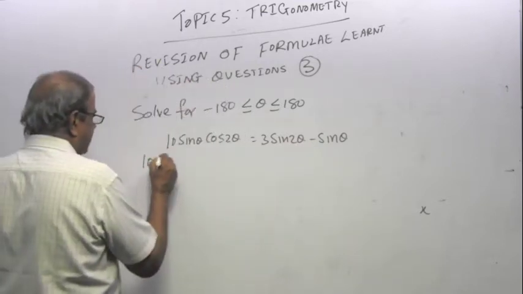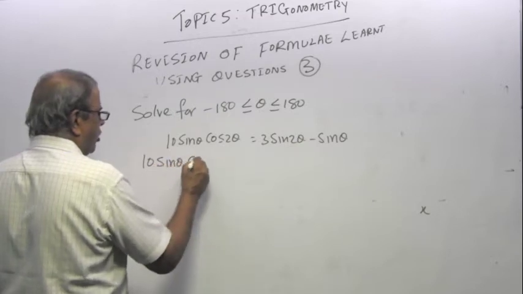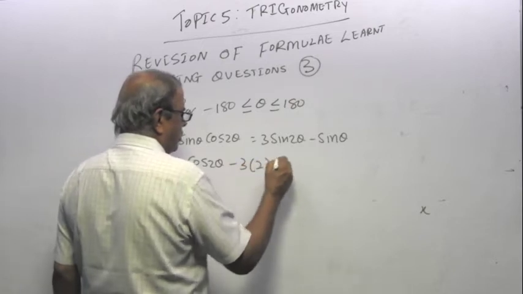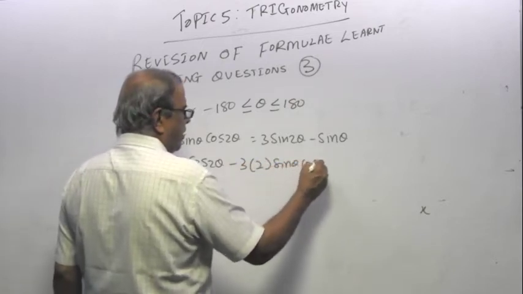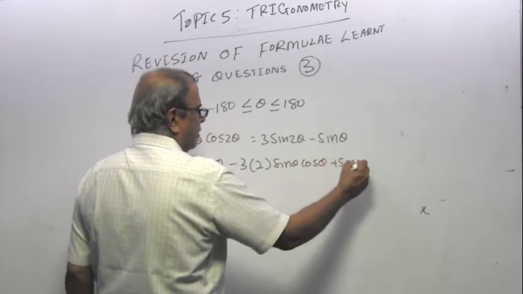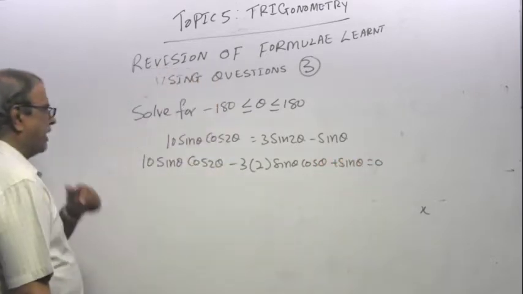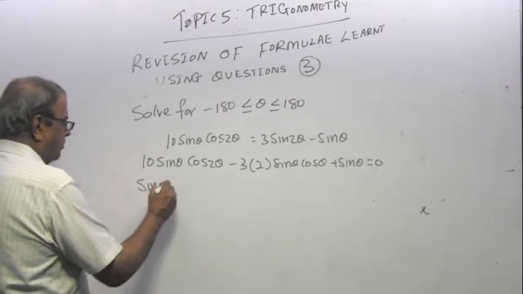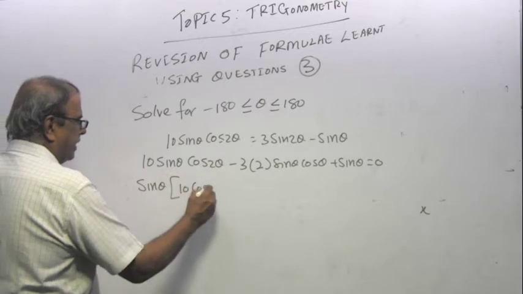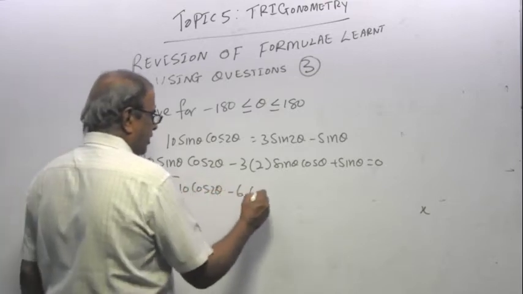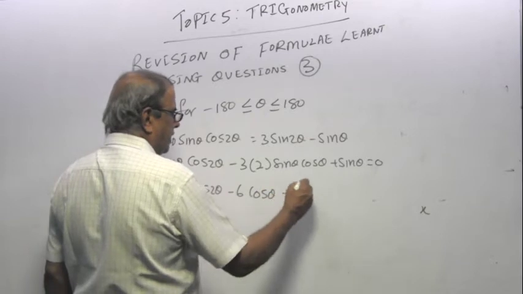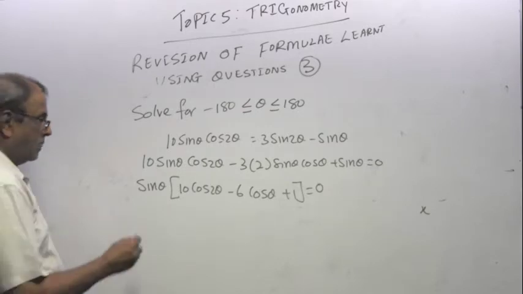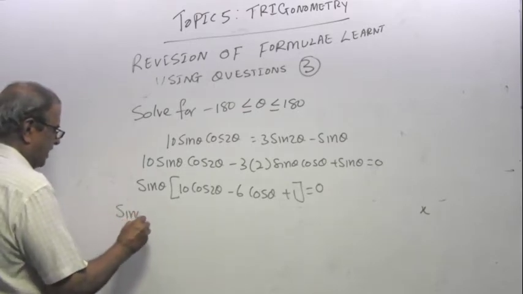That's 10 sin theta cos 2 theta minus 3 times 2 times sin theta cos theta plus sin theta equals 0. Please don't divide by sin theta, but remove sin theta as a common factor. I am left with 10 cos 2 theta minus 6 cos theta plus 1 equals 0. See, life is easier now. So, I got sin theta equal to 0.